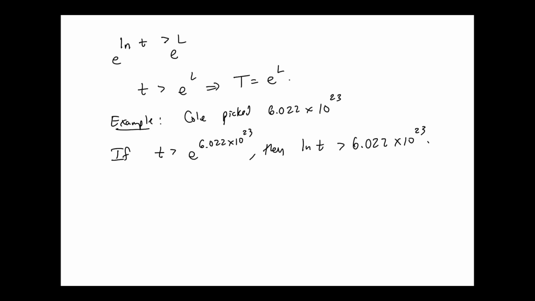But you picked that 6.022 out of thin air. It didn't matter about that number. I figured out a way to do this no matter what big number you gave me. And so what that means is that there can be no limit.